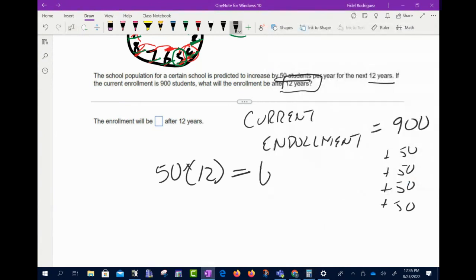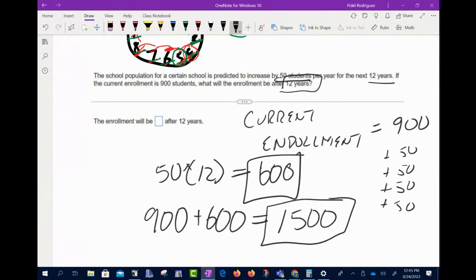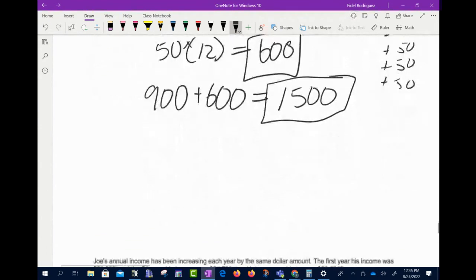600? Okay, so question, are we going to have 600 students? Or we're going to have 600 more students? 600 more students, right? So now we've got to take 900 and add 600 to it. And isn't that going to give us 1,500 students? There you go. And you got it. Good deal, y'all. All right, let's keep moving along here.